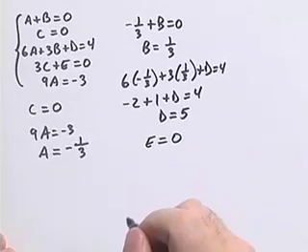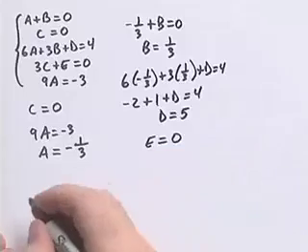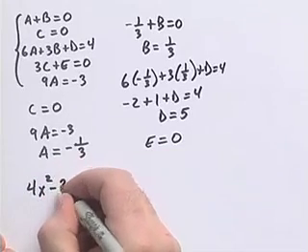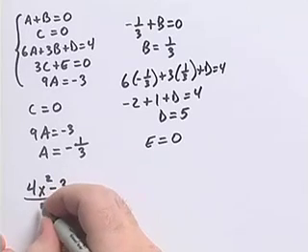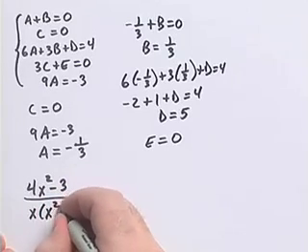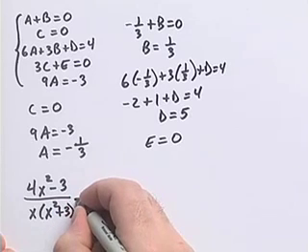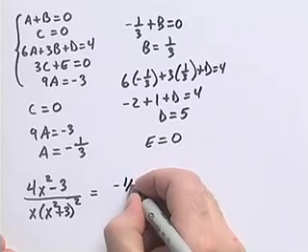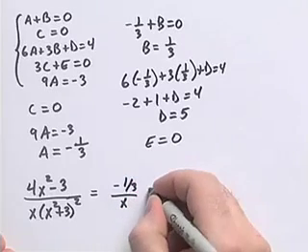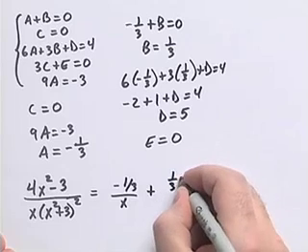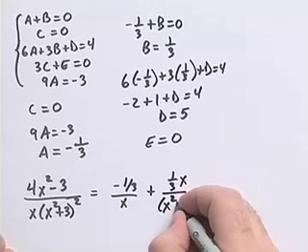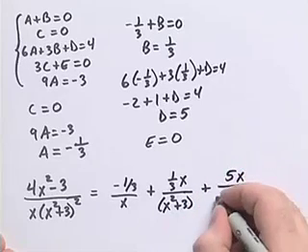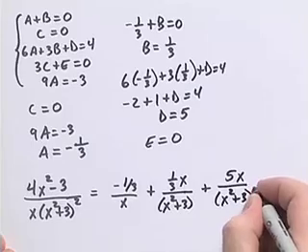We go back to our partial fraction decomposition now, since we know a, b, c, d, and e. We're going to say that 4x squared minus 3 divided by x times (x squared plus 3) quantity squared is equal to negative 1/3 over x plus 1/3 x over (x squared plus 3) plus 5x over (x squared plus 3) quantity squared.